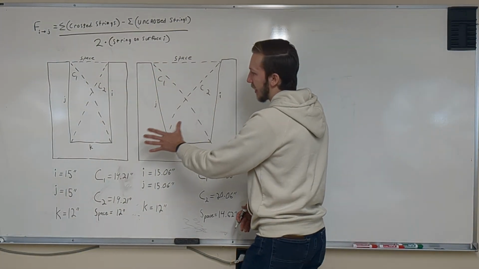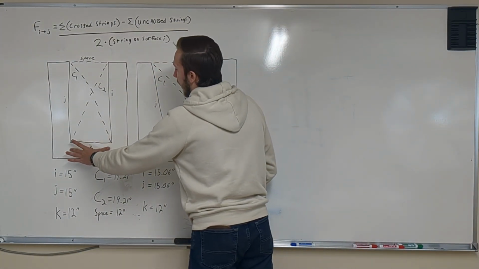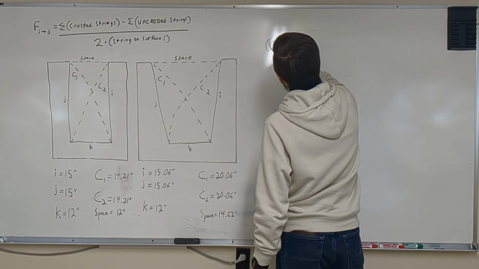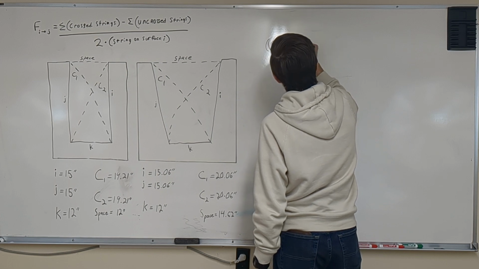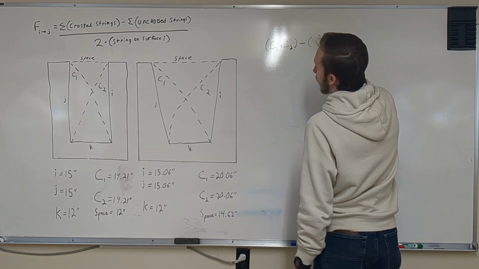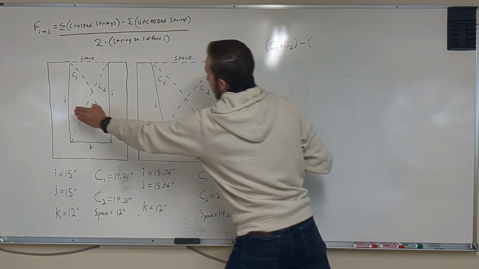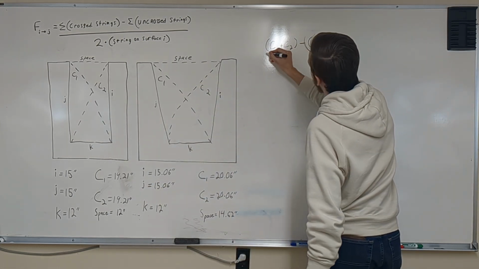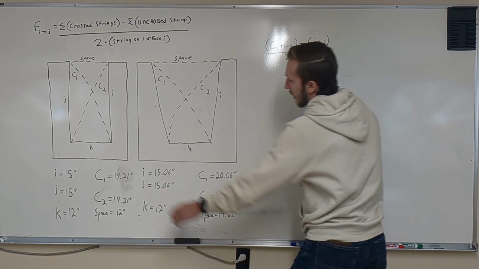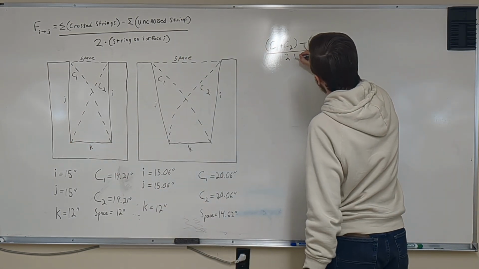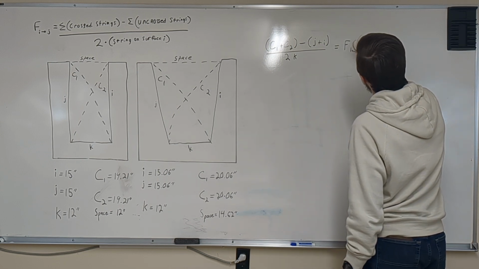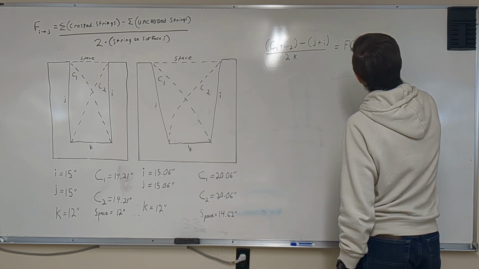Okay, let's see now what percent of K's field of view is space for the straight walled canyon. So taking our equation there, we're going to sum the crossed strings, which are C1 and C2. We're going to subtract the uncrossed strings. So in this case, it's going to be J and I. So J plus I. And then we're going to divide it all by 2 times the length of K. Okay? And this is going to give us the view factor from K to space.